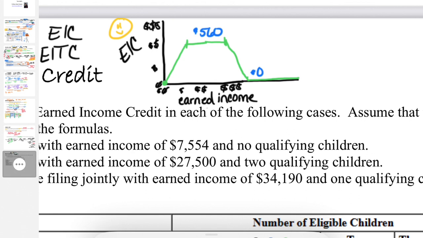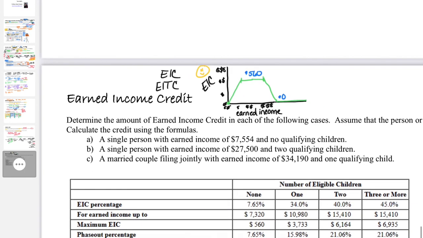Okay, so we can calculate this manually. It's not super easy, but once you get it, right? And then we also can calculate it using tables. So there's 2 ways to calculate. We can either calculate it as we're going to do here, or we can use tables, the EIC tables. They're in your book. So I'm going to show you both.